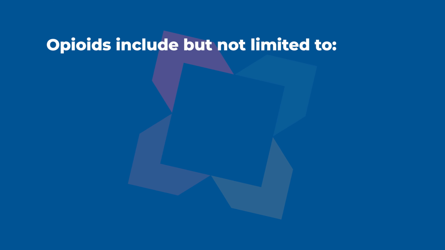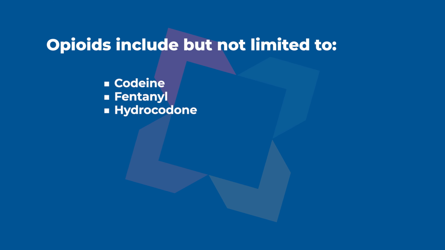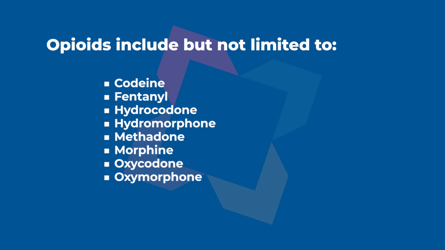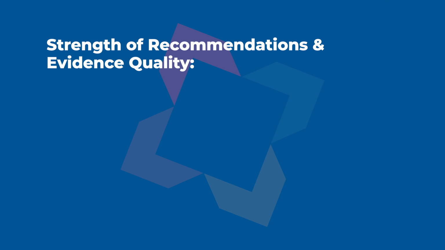Throughout the summary, we will refer to opioids, which includes but is not limited to codeine, fentanyl, hydrocodone, hydromorphone, methadone, morphine, oxycodone, oxymorphone, tramadol, and others. The process of the AAP for developing these guidelines is meticulous and time-intensive. Guideline development involves a thorough review of the relevant research and close examination of the strength of the studies and other identified documents. This process also considers the benefits and risks of specific practices.